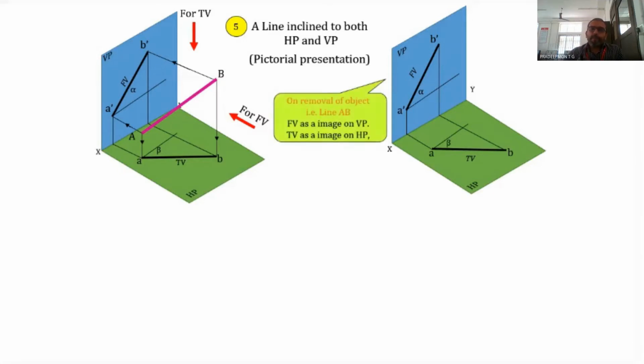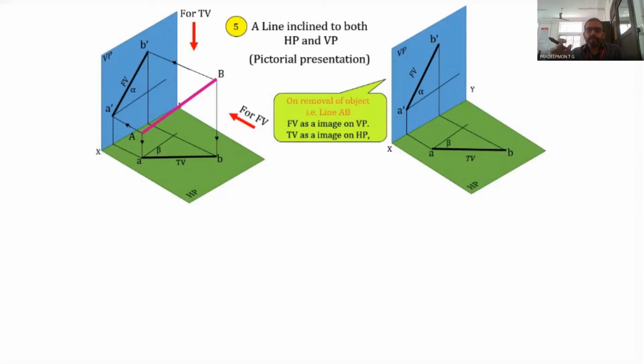When we remove the actual object, that is the line AB, what remains is the projections on HP as well as the VP. So in HP it is the top view, and on VP it is the front view. So the front view is A dash B dash and the top view is AB. The front view is making an angle of alpha with the XY line, and the top view is making an angle of beta with the XY line.